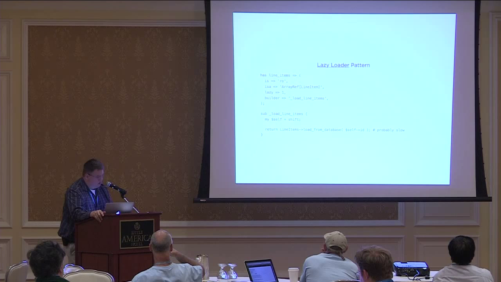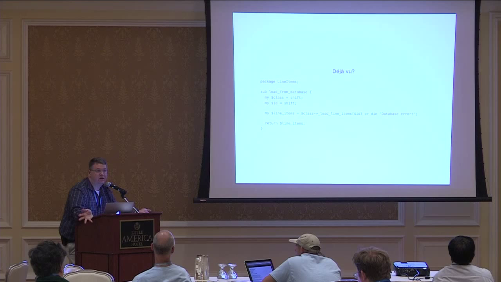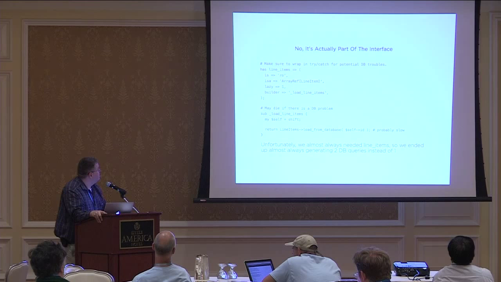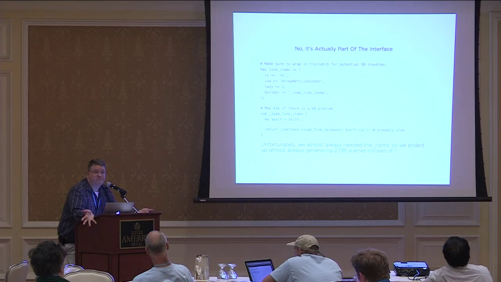The problem is that getting its line items involves a database operation. Database operations are outside of the control of the code if the database goes down. That's an externality, which means that there's a possibility that you're going to have a database error anytime. And somewhere along the line, you need to handle that error. So what that extends to, at least for us, is that we consider the fact that the lazy loader might die because of a database problem as part of the interface of the lazy loader.